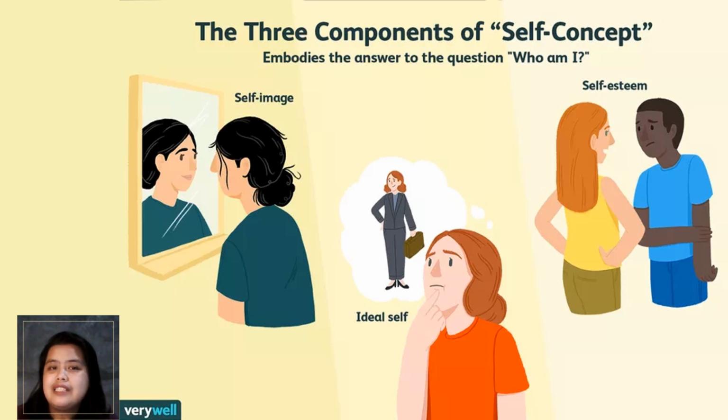So, yung una is the self-image or how you see yourself. Paano mo ba wina-value yung sarili mo? How do you see yourself? Okay?